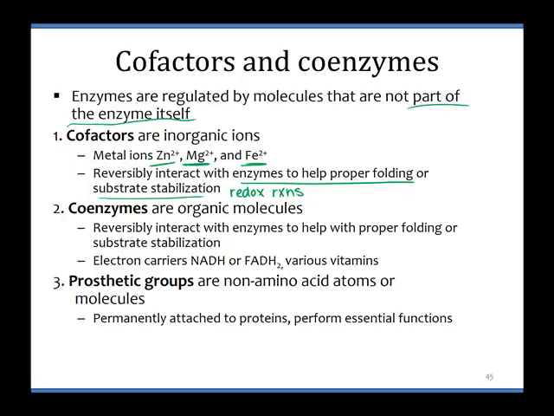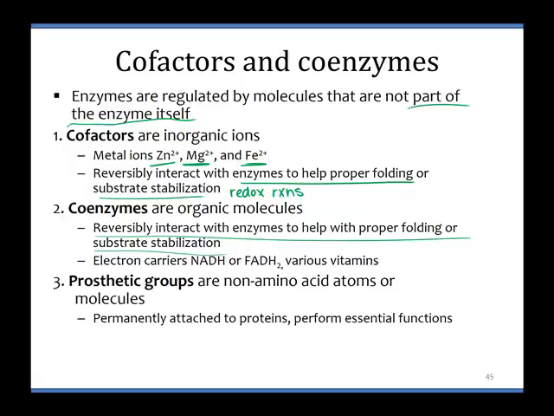Coenzymes are organic molecules. They're usually a couple dozen carbons. They're not really considered a protein or a nucleotide or any one of our traditional biological molecules, although we can convert proteins and nucleotides and lipids into coenzymes. They do the same thing as cofactors, right? They reversibly interact with enzymes to help with proper folding, substrate stabilization, and redox reactions.